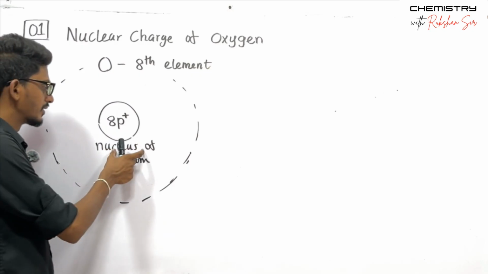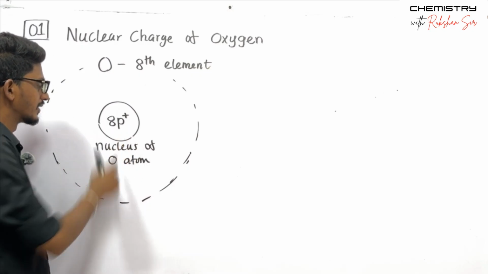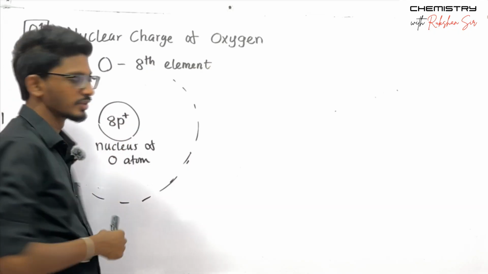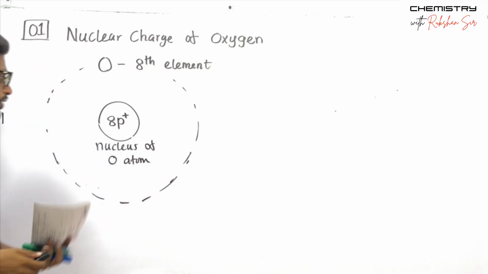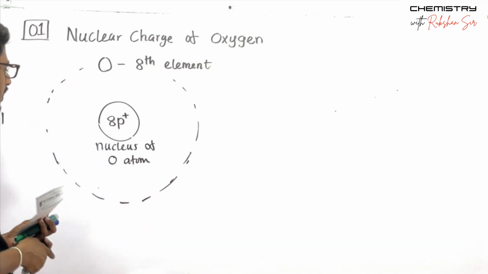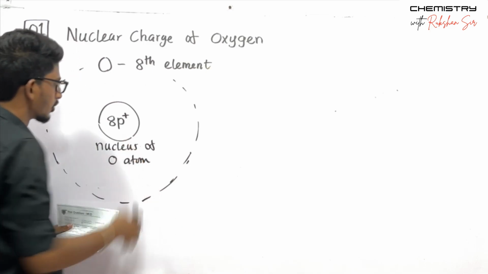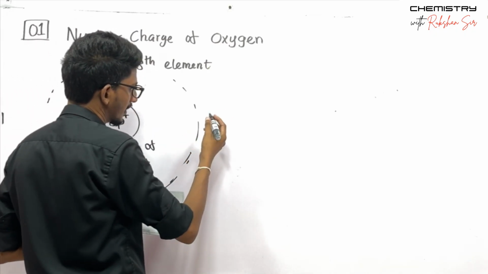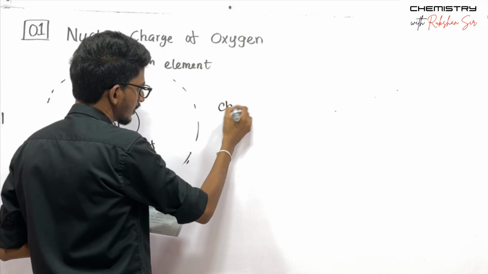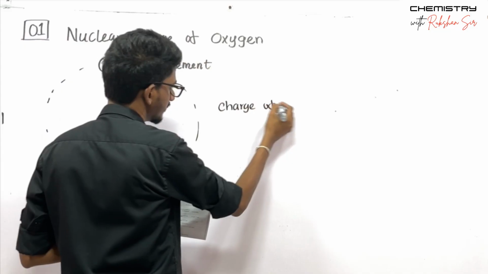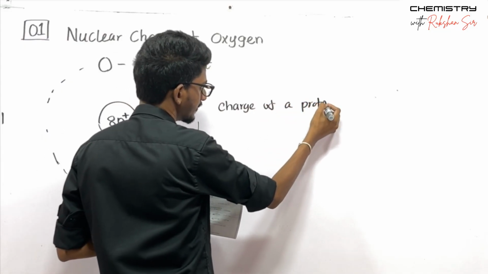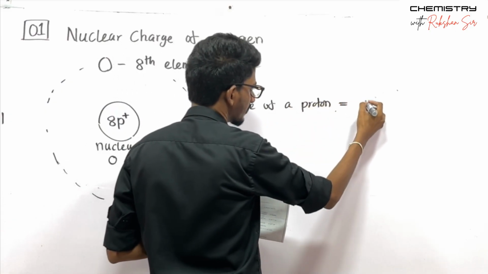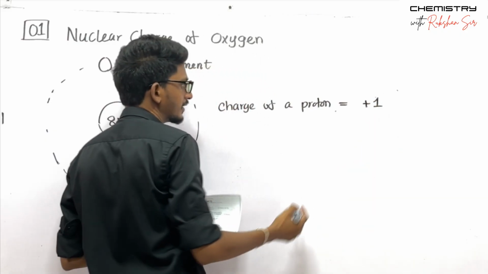The charge of the nucleus is actually given by the charged species at the nucleus. Those are the protons. So the nuclear charge of oxygen is the charge of 8 protons. So what is the protonic charge? The charge of a proton is equal to +1, which is the relative charge.